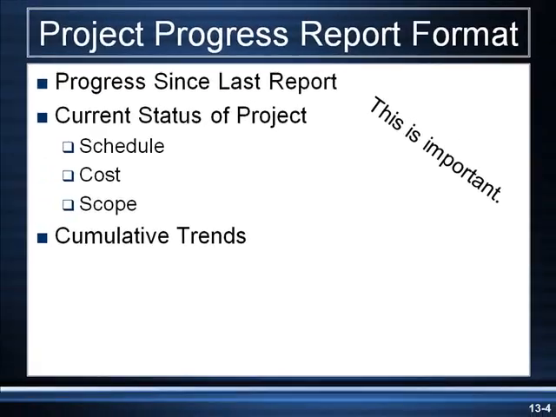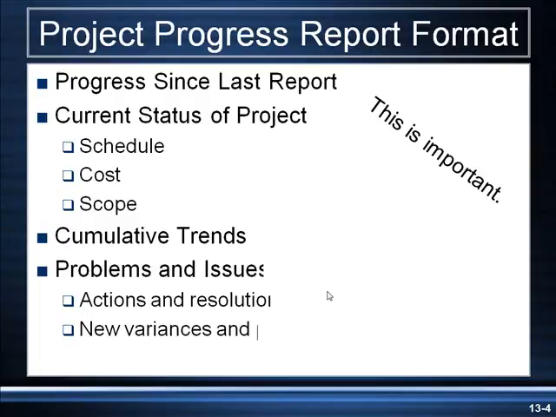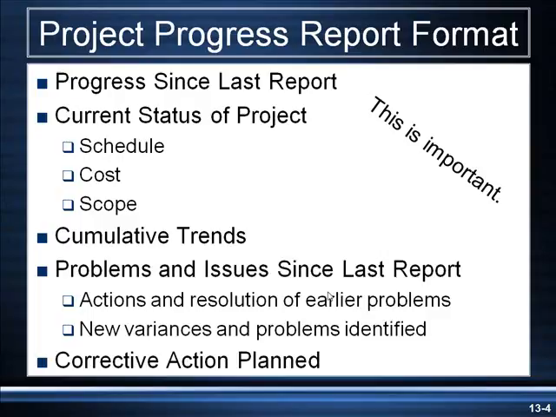This next slide is especially important. This is the 5 pieces of the report. Basically, we've got the progress since the last report. That's an update and brings us to the moment. And then we say the current status of the project in terms of the triple constraint: schedule, cost, and scope.